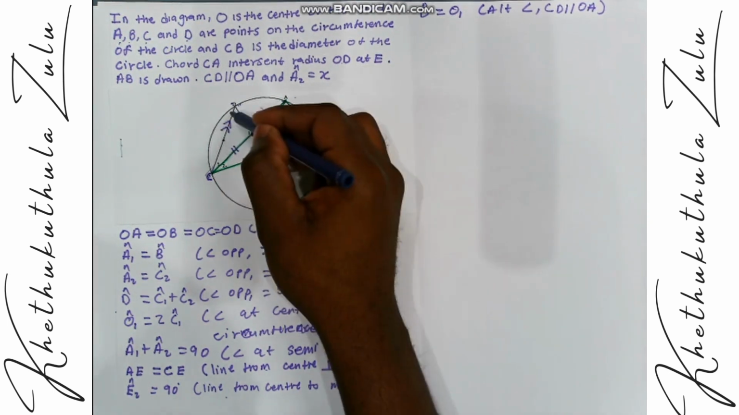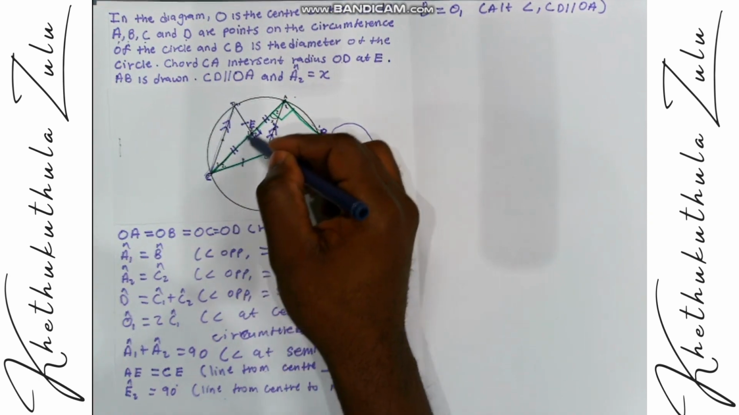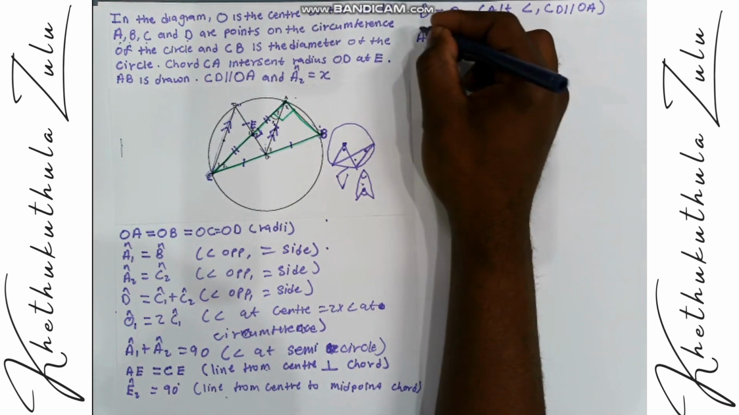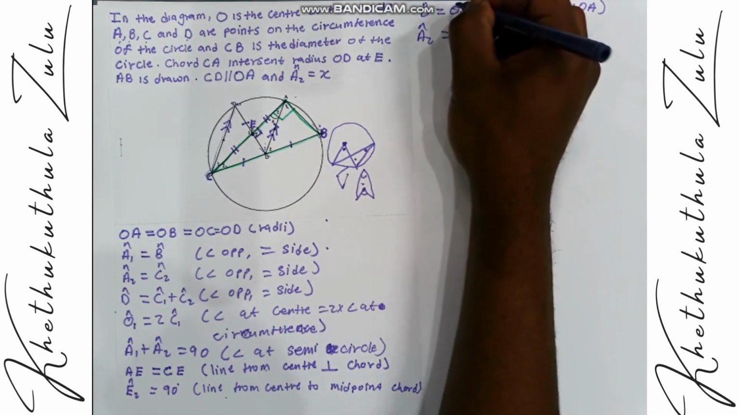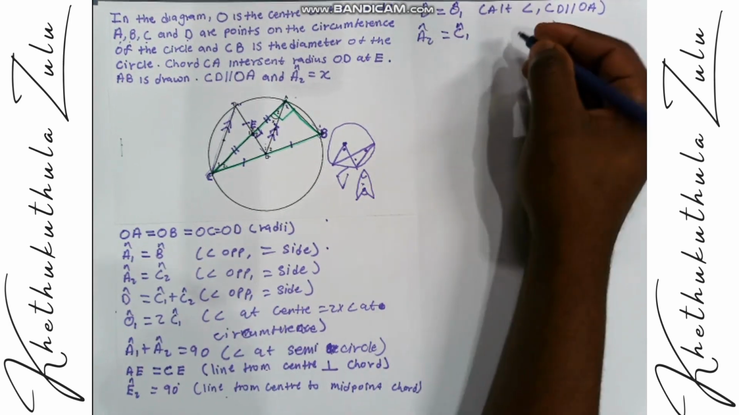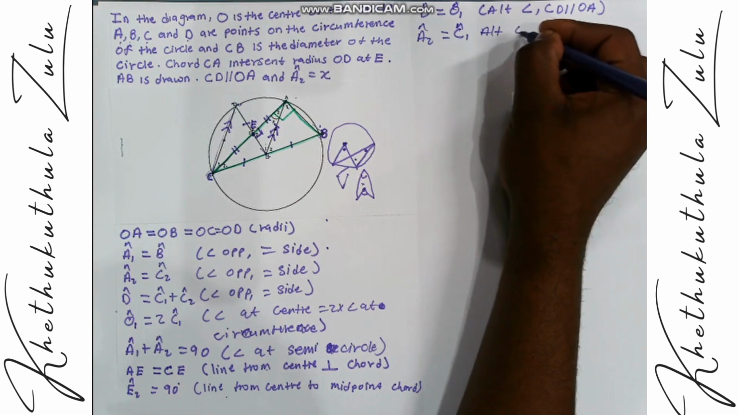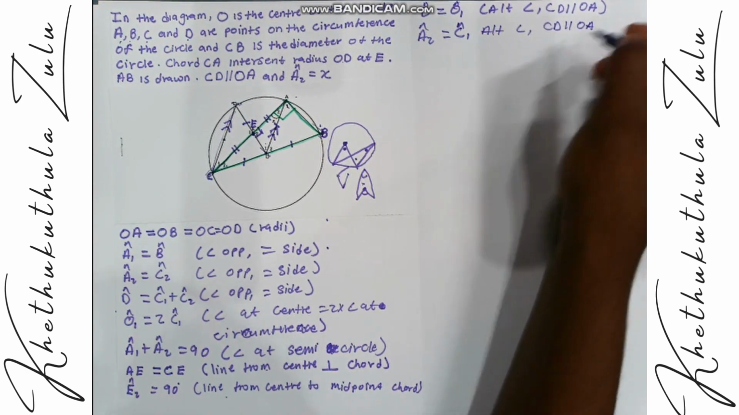And then also coming to this side now, where it's Z, Z, Z. Now we know that A2 is equal to what? To C1. It's also alternating angles. Why? Because CD is parallel to OA. Okay.